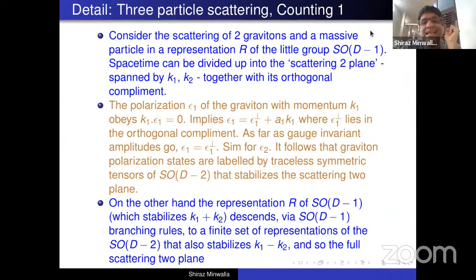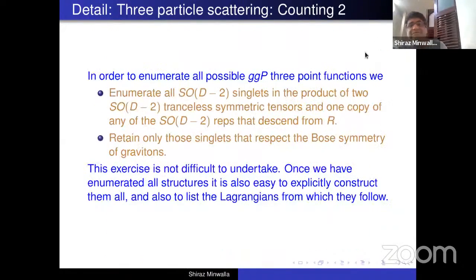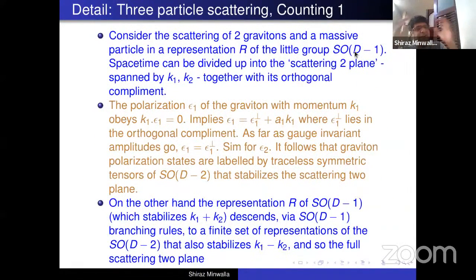So if I wanted to understand what the representation content of this massive particle was in the SO(D-2) that leaves the scattering 2-plane invariant, then what I have to do is take the particular representation of SO(D-1) that our massive particle lives in and check what representations of SO(D-2) this descends into. I think these are called branching rules in group theory: take a representation of a higher group and find what representations of a subgroup you get. Okay, now this is simple group theory and it's easy to do.